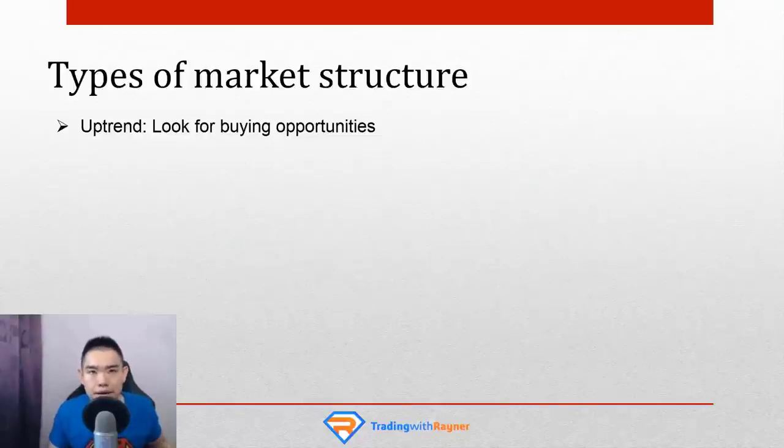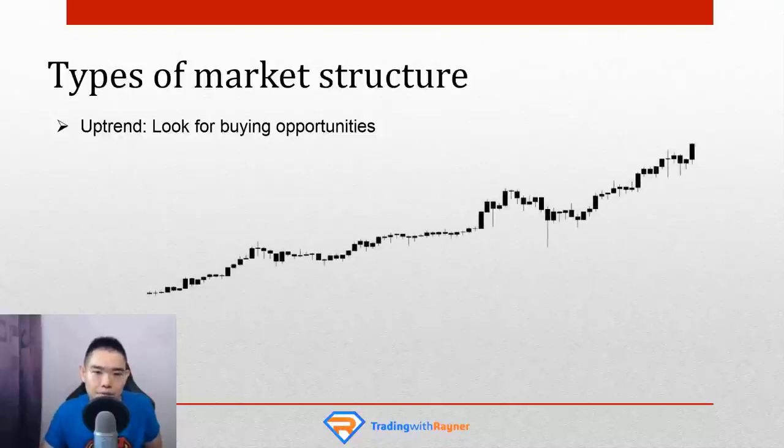And if you see a market, a currency pair, that has this market structure, then what do you want to do? Well, you want to look for buying opportunities because the market is in an uptrend. The path of least resistance is higher. So this is why you want to be looking for buying opportunities. If you see a chart that looks like this, tell yourself, promise me, you will only look for buying opportunities. You don't want to look for selling opportunities.